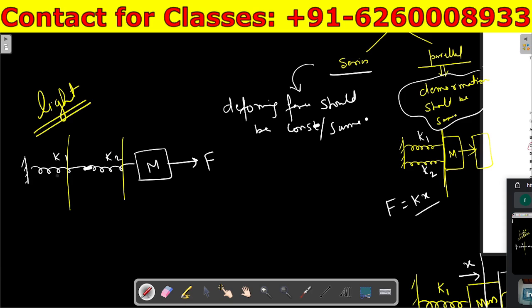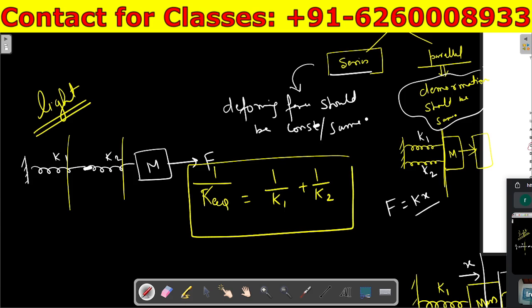So in that case, the force on K1 and K2, spring 1 and spring 2, will be the same. So you can say that your springs are connected in series, and the K equivalent for the series connection is 1 upon K equivalent equals 1 upon K1 plus 1 upon K2, just like the resistance combination, or just like the capacitor combination in the opposite sense. Please tell me.